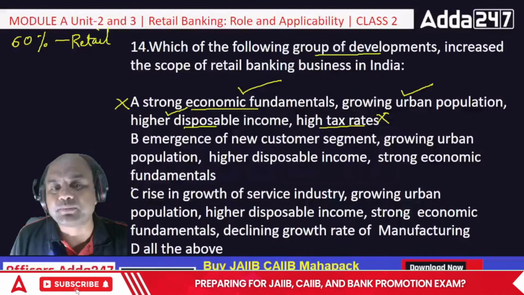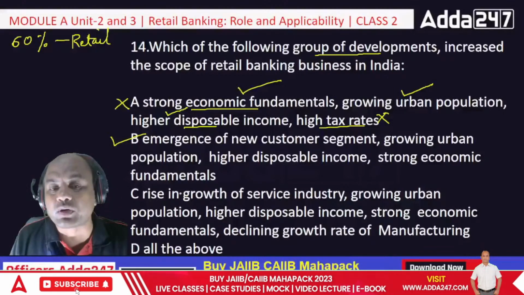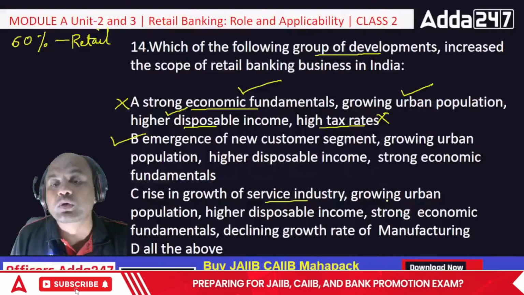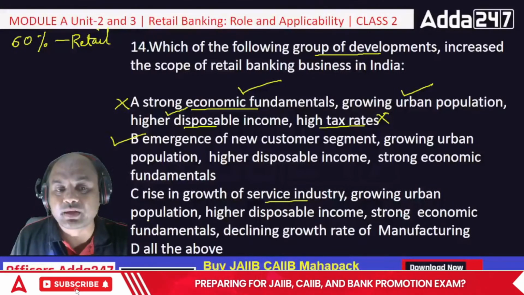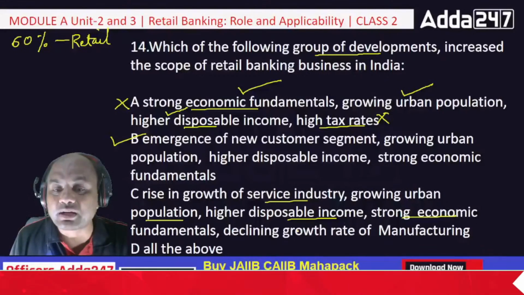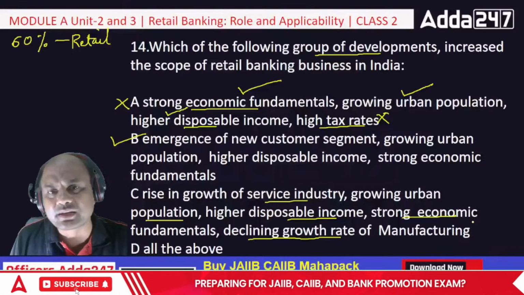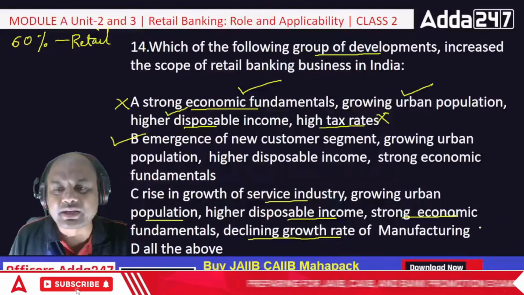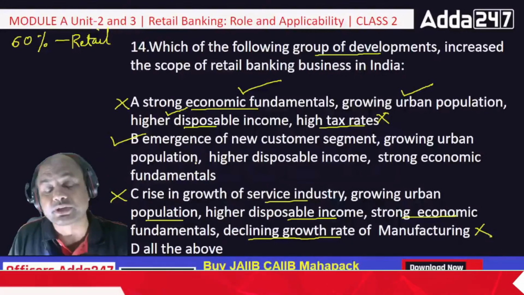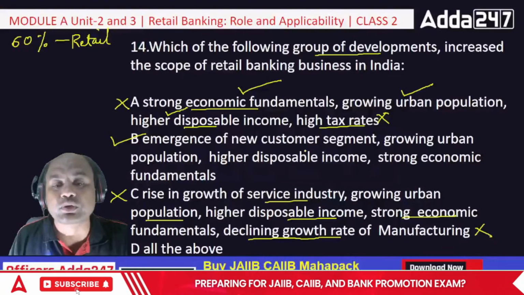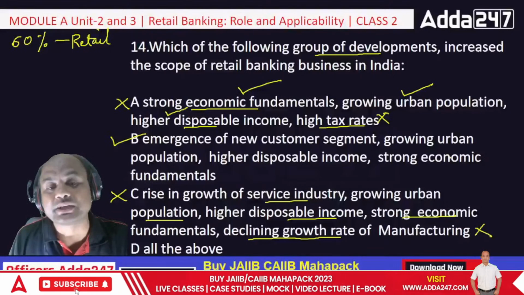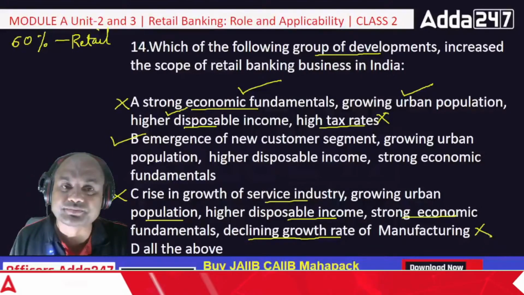Now let me show you C. B is the correct answer. Let me show you what is wrong in C. Everything is right. Rise in growth of service industry, done. Growing urban population, done. Higher disposable income, done. Strong economic fundamentals, done. Now the last one, declining growth rate of manufacturing. This is not happening. Manufacturing is not declining, so C is not the answer. So the right answer is B. All the positive points are given over here: emergence of new customer segment, growing urban population, higher disposable income, and strong economic fundamentals. So B is the answer. Okay.